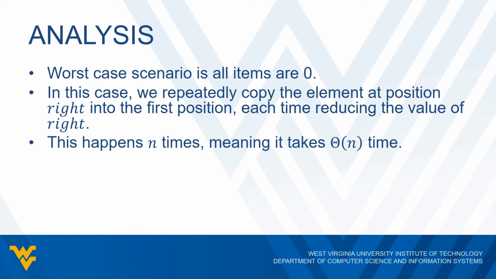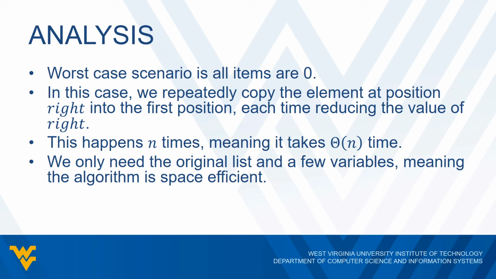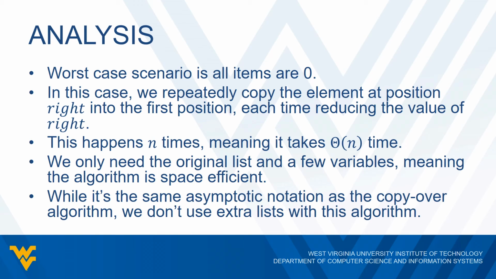Now what about the space? Well, we have the original list, which is our input, and then we need just a couple of variables: n, left, right, legit. What this means is that, just like our shuffle left algorithm, this is going to be a pretty space efficient algorithm because we just need a couple memory locations on top of our input.